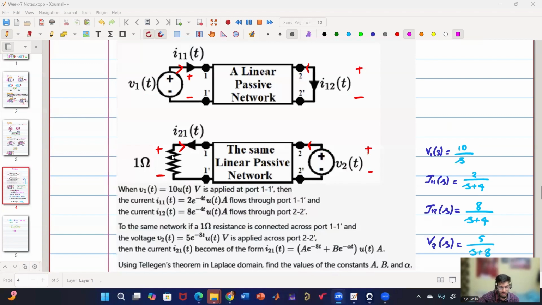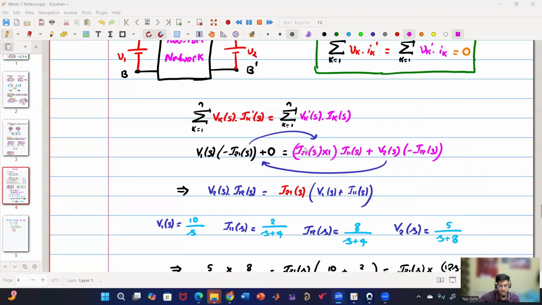So here, this voltage, this current. This voltage is 1 ohm into I21 of S, and this current is in the same direction, I11 of S. So 1 ohm into I21 of S is the voltage multiplied by the current I11 of S. So is this expression clear?